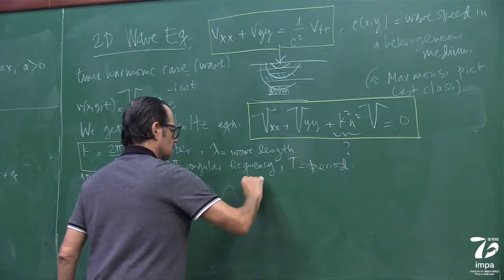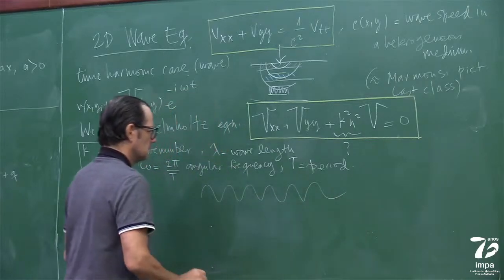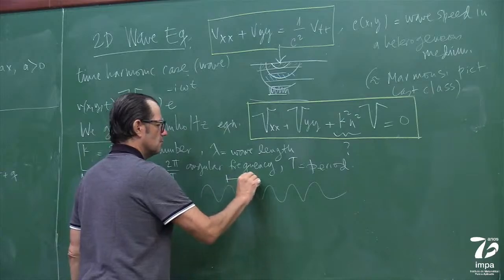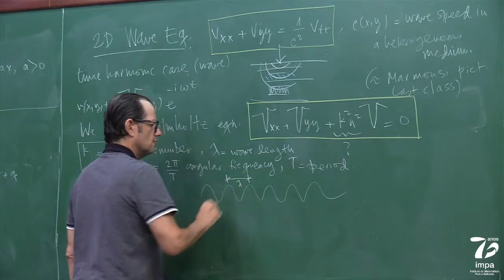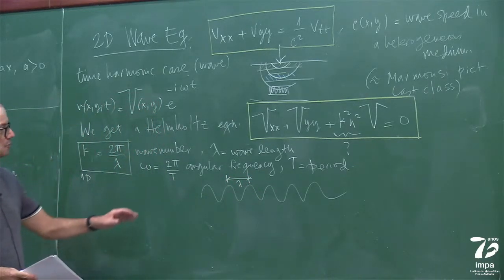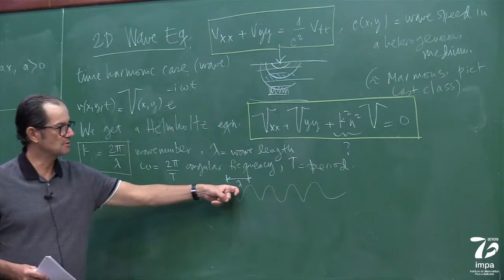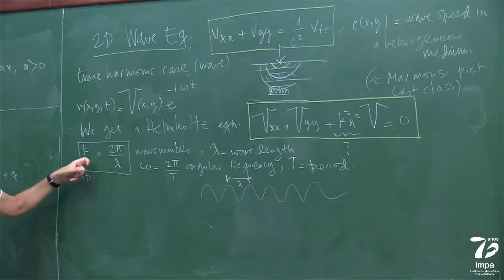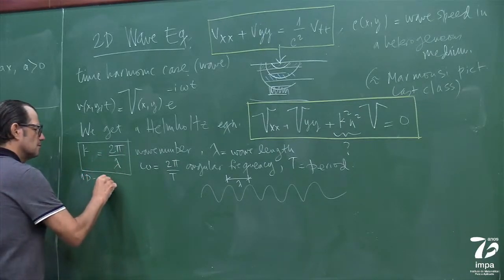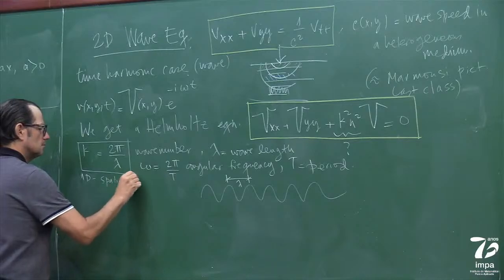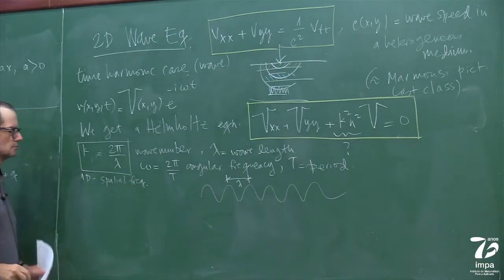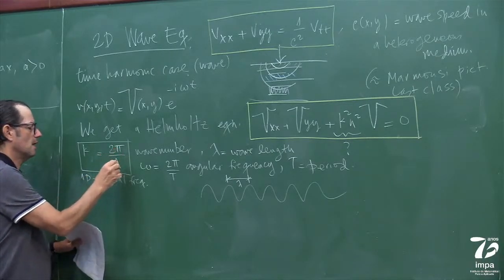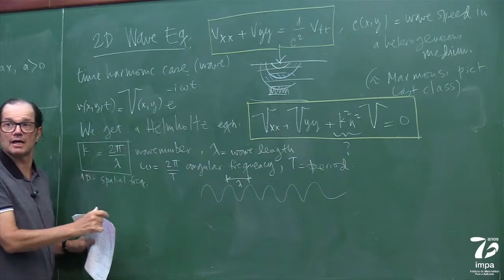Let me fix it. So if I have a wave like this, right? So let me fix it because I think that doesn't really matter, but this is the wavelength, okay? So if I take a photograph of my wave, this is the wavelength, and k, the wave number, gives me something like a spatial frequency. Okay, because it tells me over 2 pi how many lambdas I have, right?